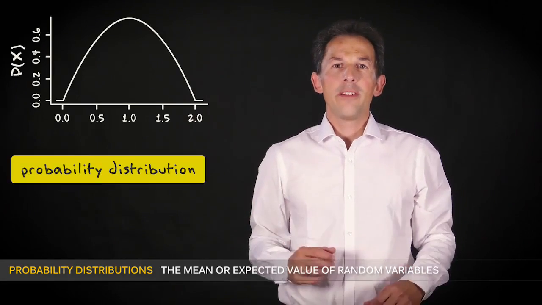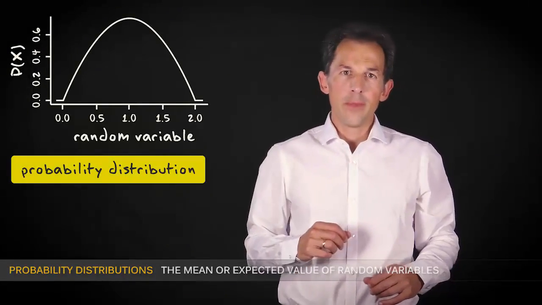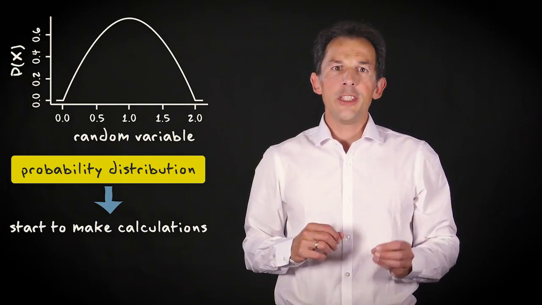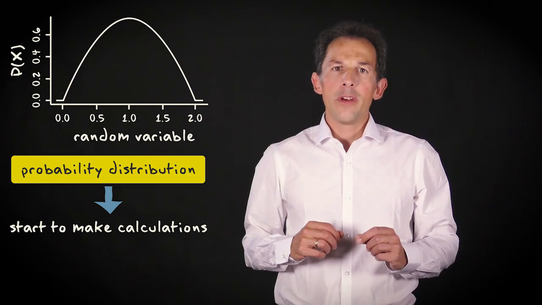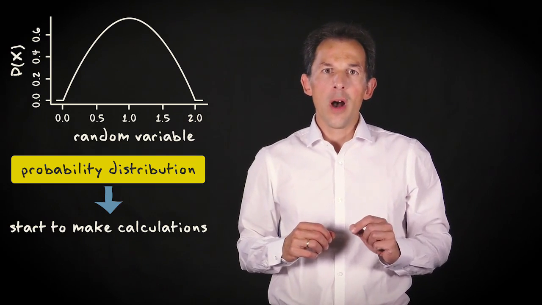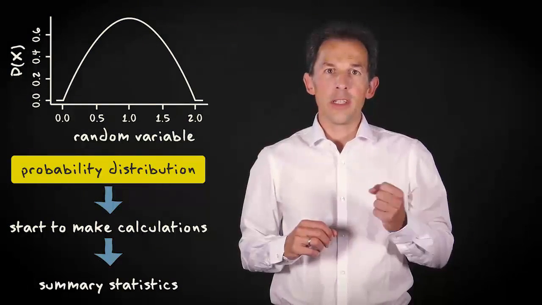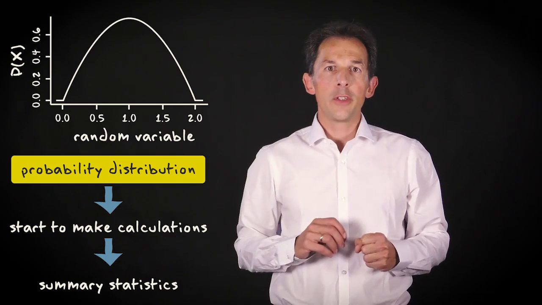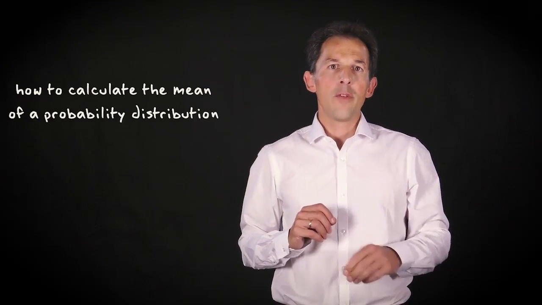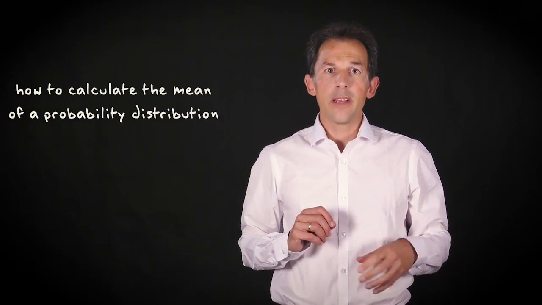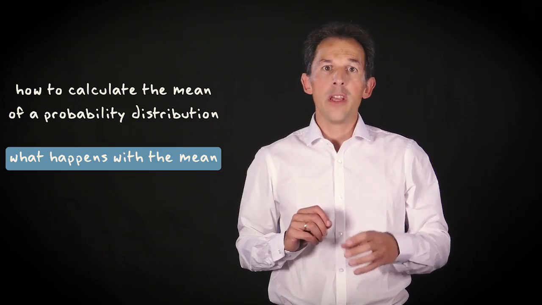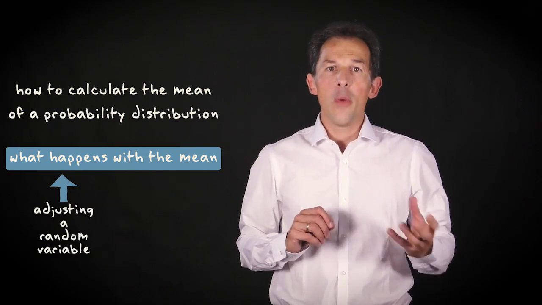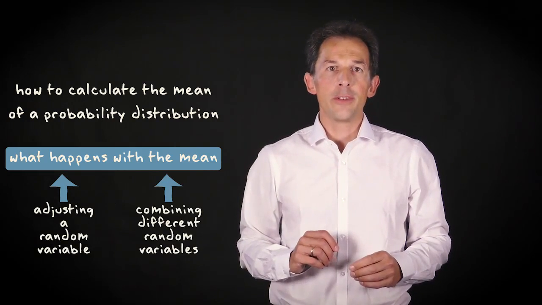When you know the probability distribution of a random variable, you can start to make calculations for that variable. One of the first things you'd like to know are summary statistics that capture the essence of the distribution well, similar to what you do with observational data. In this video, I'll explain how a mean of a probability distribution is calculated and also show what happens with the mean when adjusting a random variable or when combining different random variables.